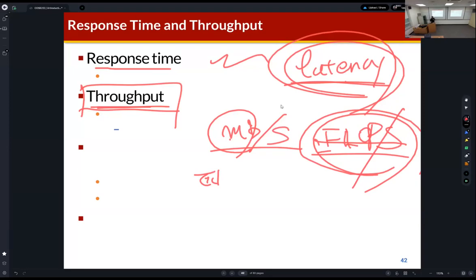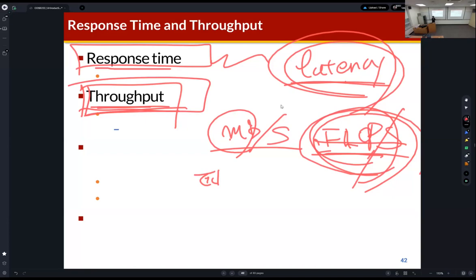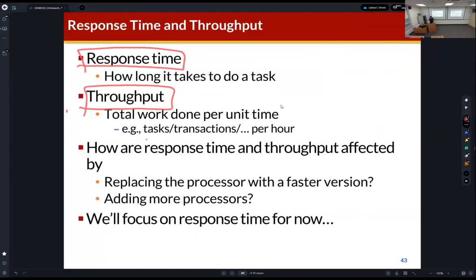As I mentioned, floating operations represent the amount of work, and it is divided by the unit time, the response time, so that we can measure the throughput. We frequently use these two performance metrics to compare or measure the performance of computer systems. Okay, so this is the definition: response time and throughput.